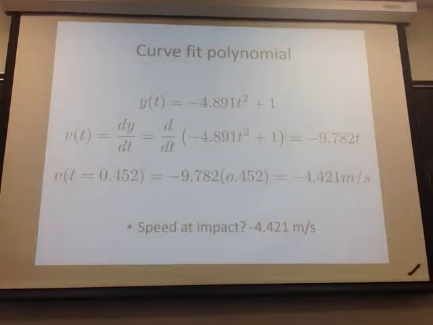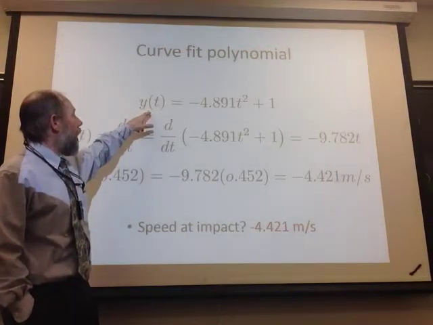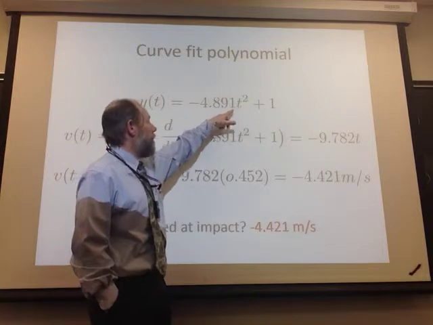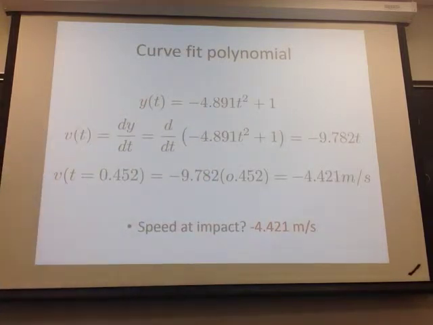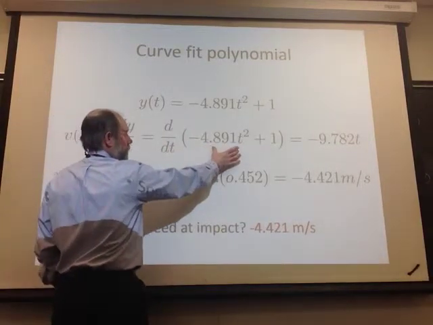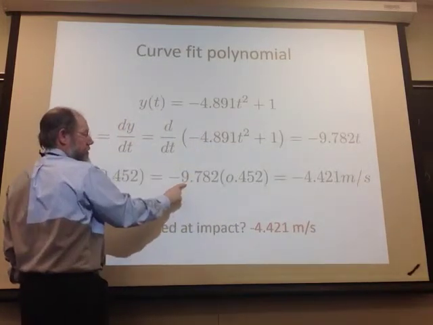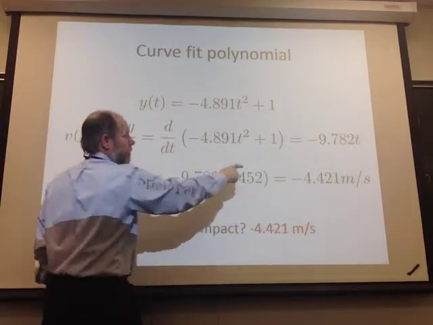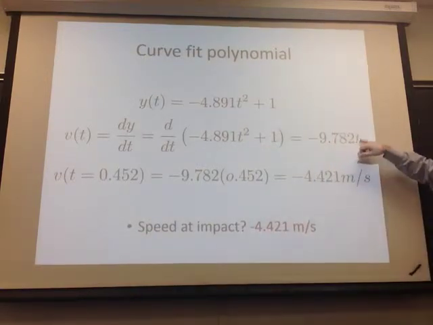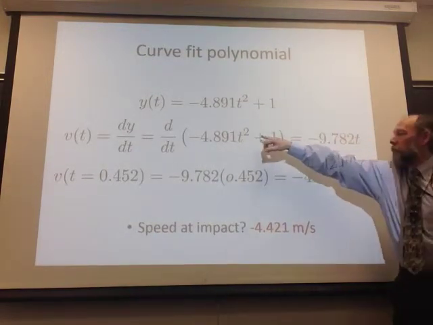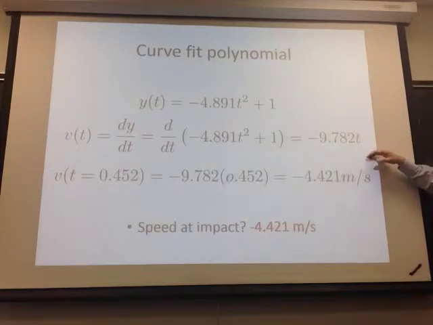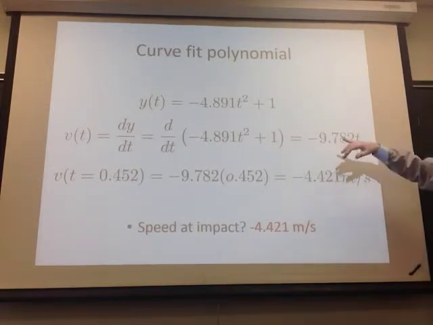So in this case, our function is y of t equals minus 4.891 t squared plus 1. And we take the derivative of that function with respect to t. 2 times minus 4.891 is minus 9.782. Minus 9.782 times t to the 2 minus 1, which is 1. And the constant is 0. So the derivative of that function is minus 9.782 times t.